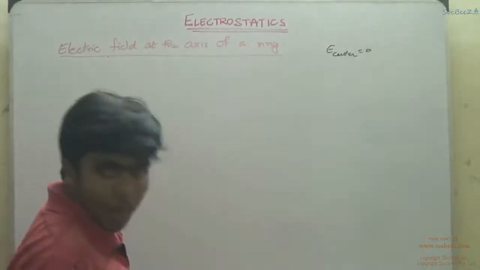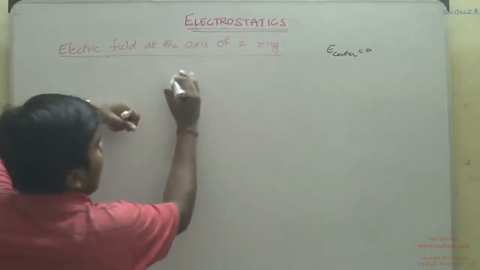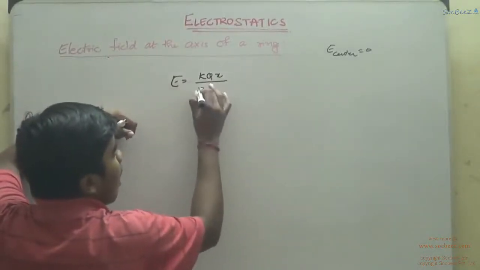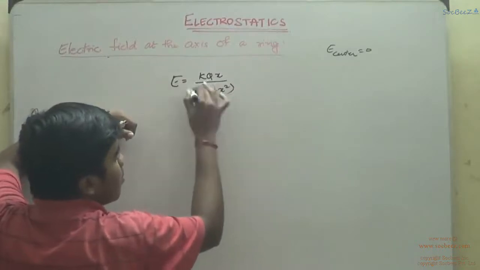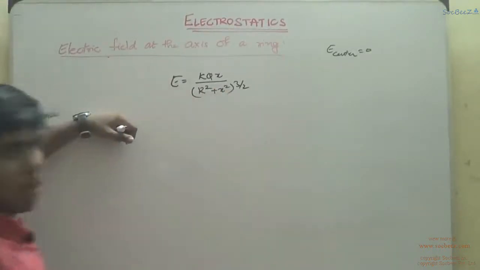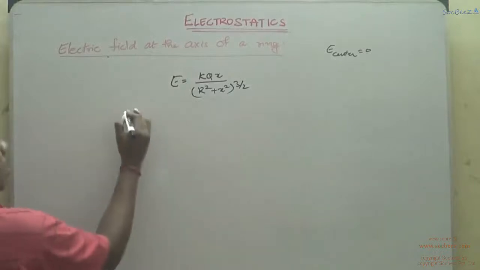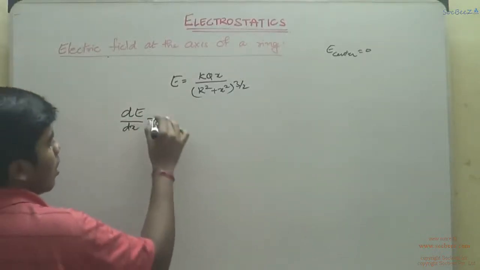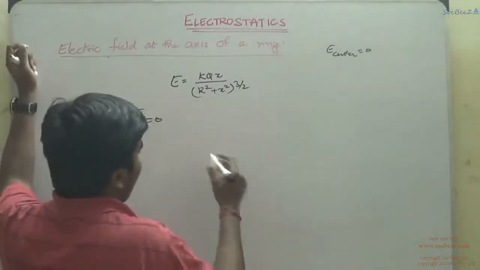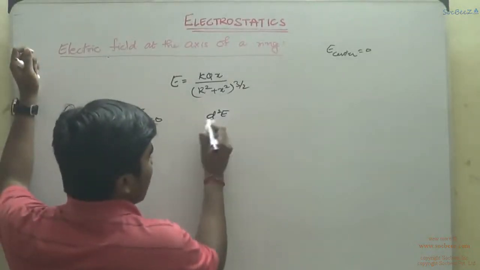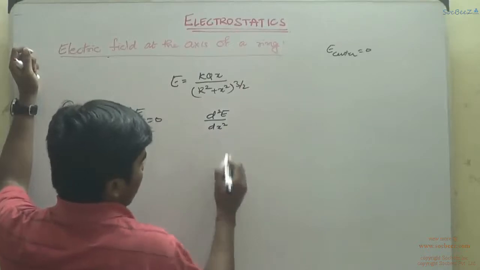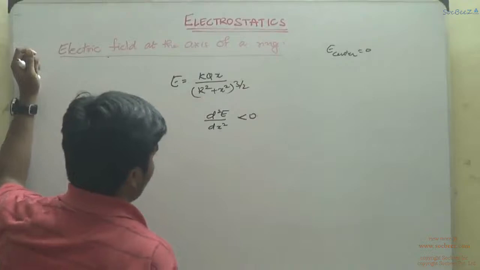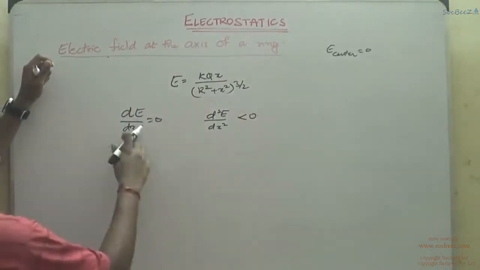Now let us try to find the maximum electric field. The electric field is equal to kqx by r square plus x square power 3 by 2. Now for maxima or minima, what do we do? We first take the first derivative, dE by dx, to be 0, and d square E by dx square, since we are finding a maximum, should be less than 0, right? Now what is dE by dx?